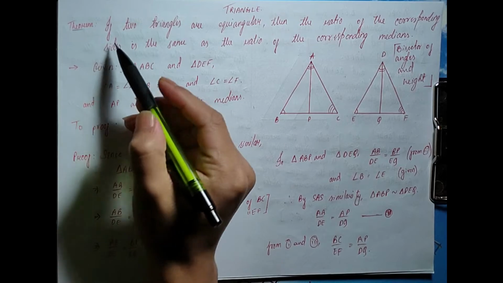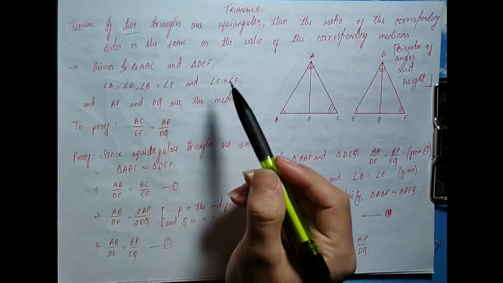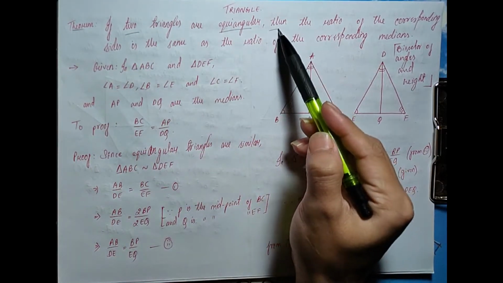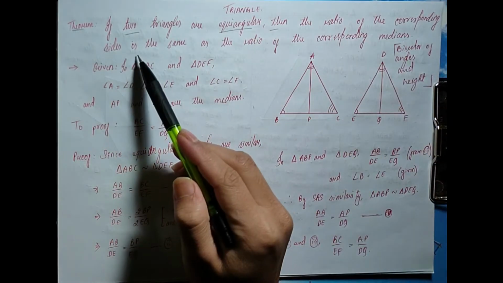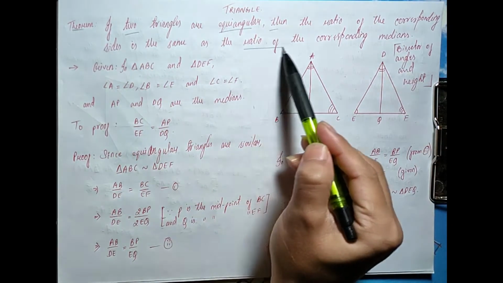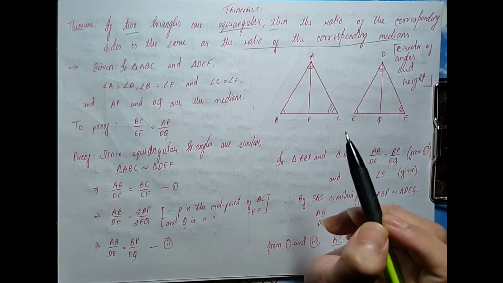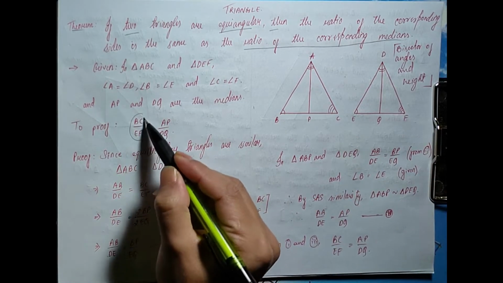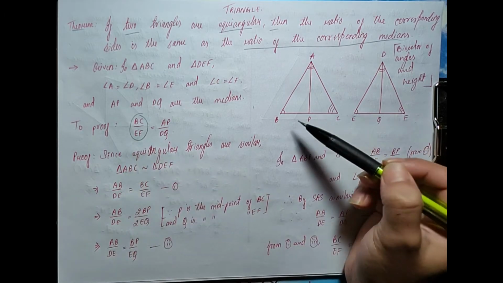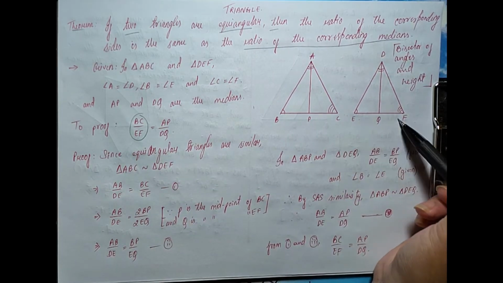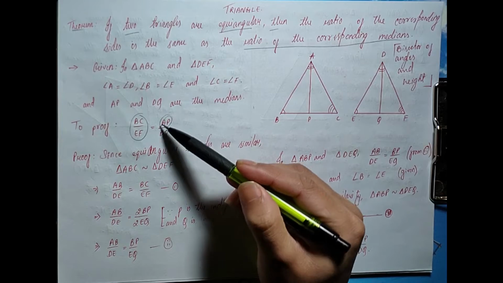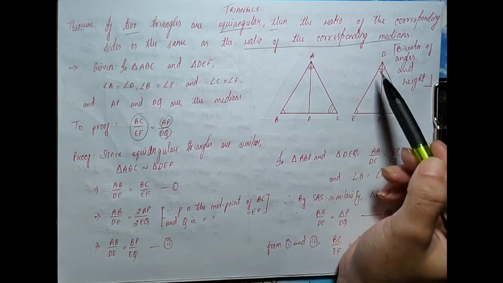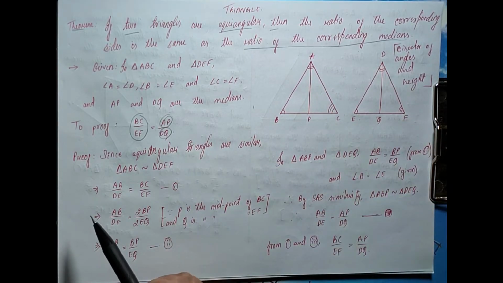The theorem states that if two triangles are equiangular, then the ratio of the corresponding sides is the same as the ratio of the corresponding medians. What do we mean by that? That means the ratio of the corresponding sides, that is BC by EF, is equal to AP by DQ, the ratio of the medians. So this is what you have to prove.